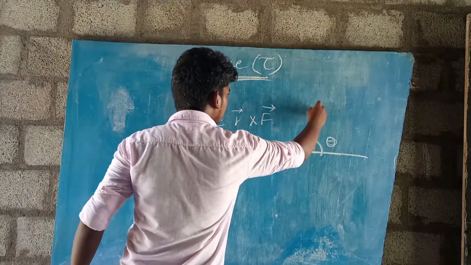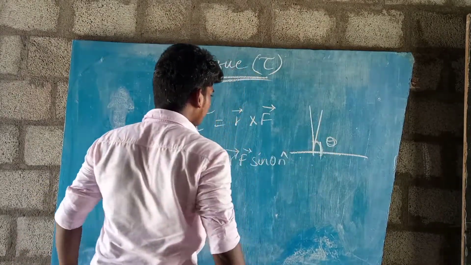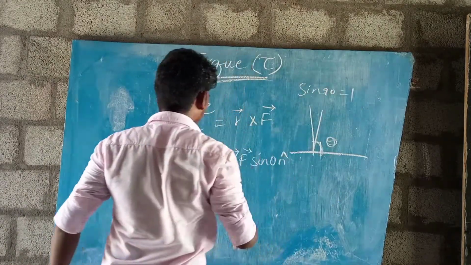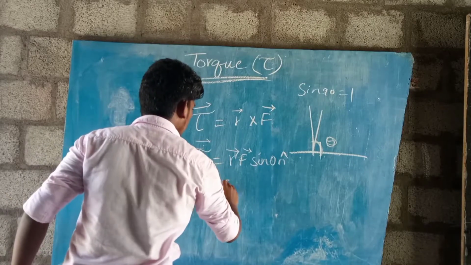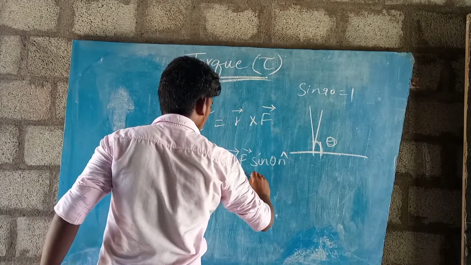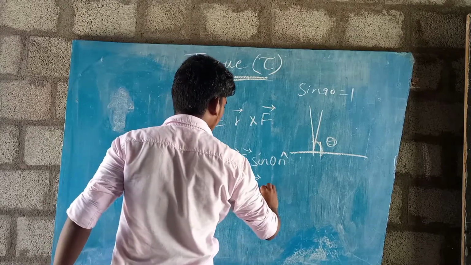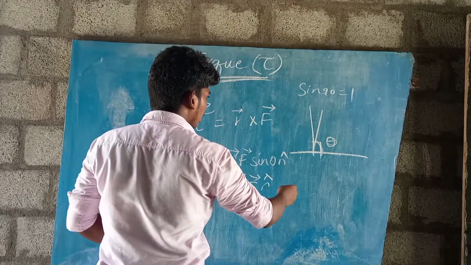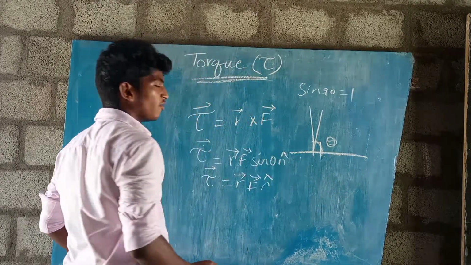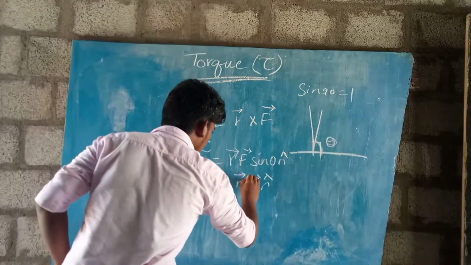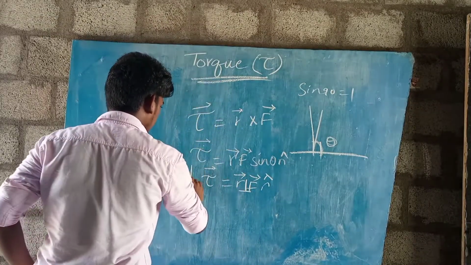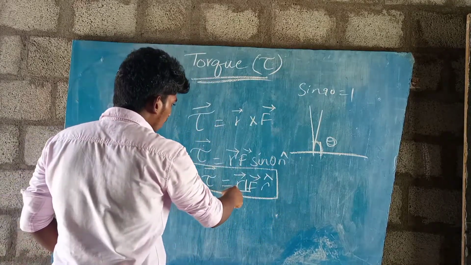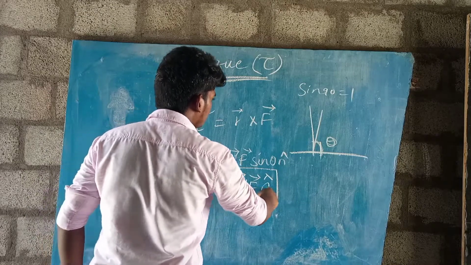If theta is 90 degrees, as we know sin 90 is equal to 1, this equation becomes tau is equal to r f n cap. So the position vector and the fixed axis of rotation become perpendicular to each other. So tau is equal to r perpendicular times f n cap.